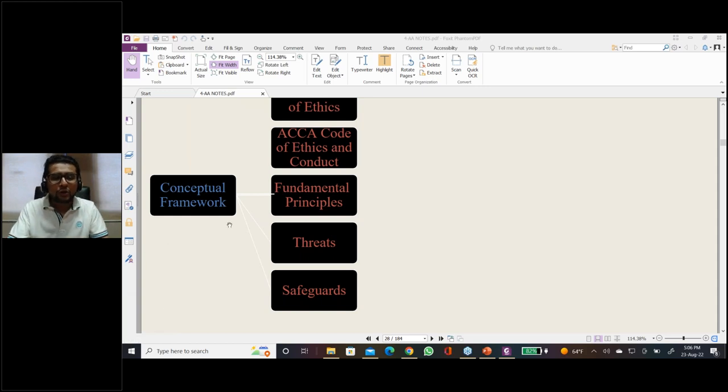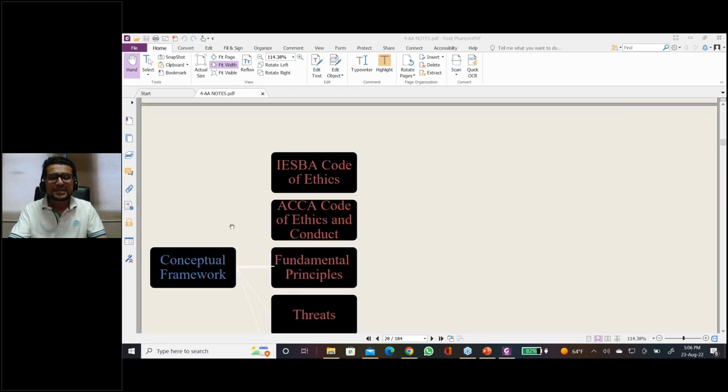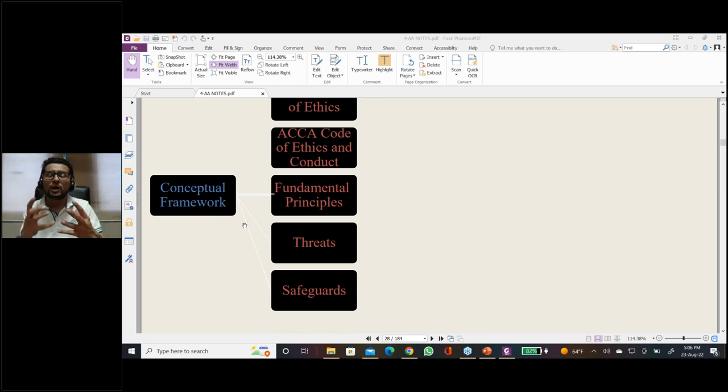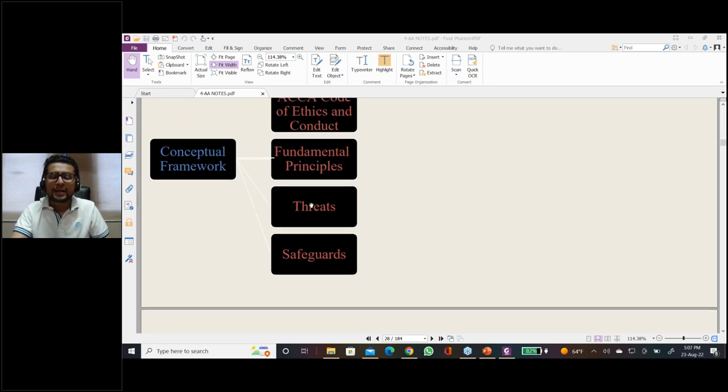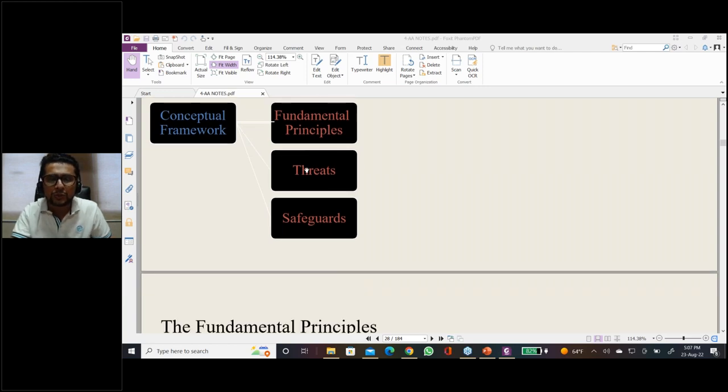Now, according to the ACCA, there is a conceptual framework which the students need to understand. That conceptual framework has three things in it. Number one, the fundamental principles, which we should not compromise on. Number two, the threats which could affect the fundamental principles. Last but surely not the least, there are safeguards which would avoid or mitigate the impact of the threat. So there are three things which we need to understand.